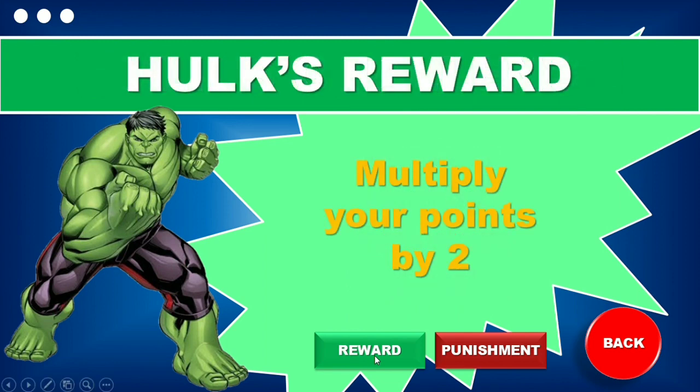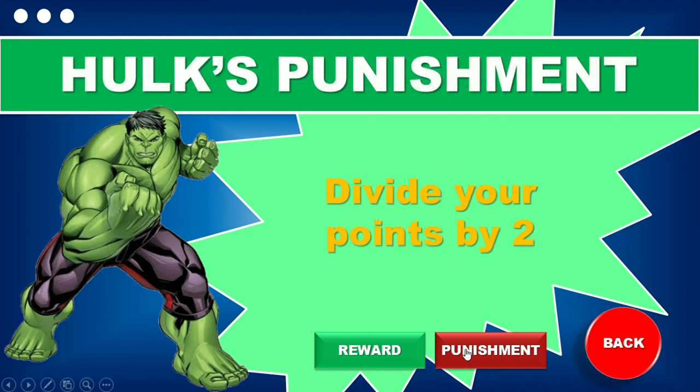So the reward is to multiply their points by 2. So for example, if their points are 40, you multiply their points by 2, so that will become 80. However, if your students are not able to answer the question, they will have their punishment, which is to divide their points by 2. So 40 divided by 2 will become 20.